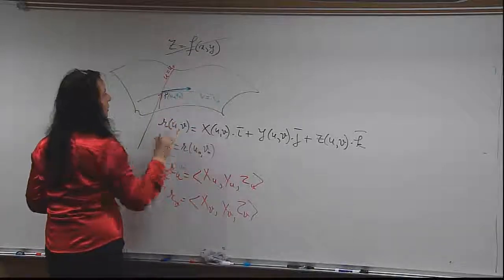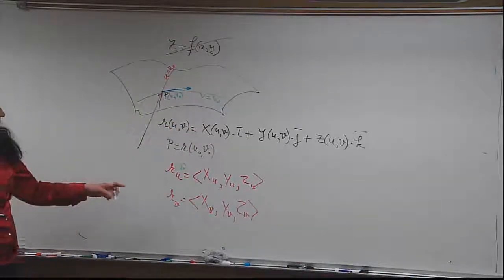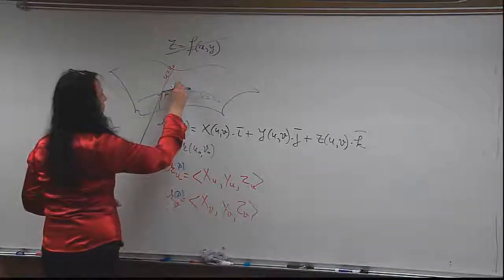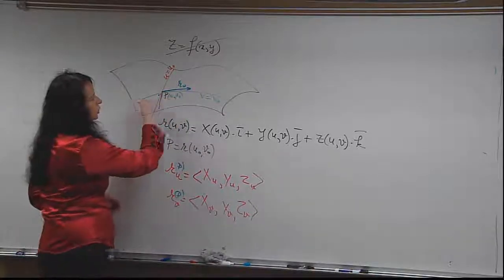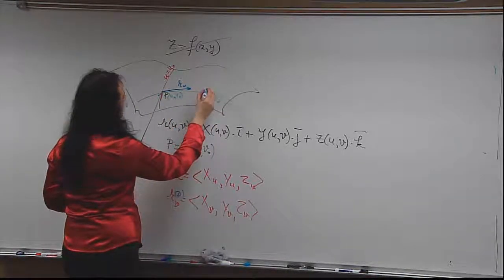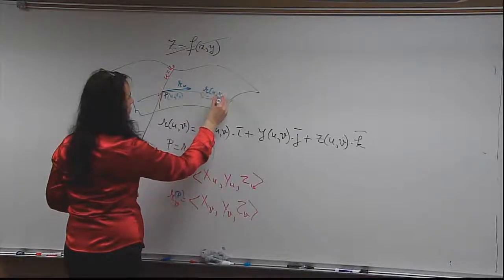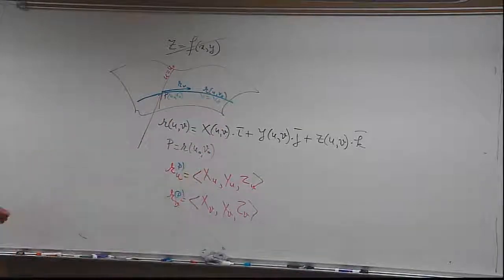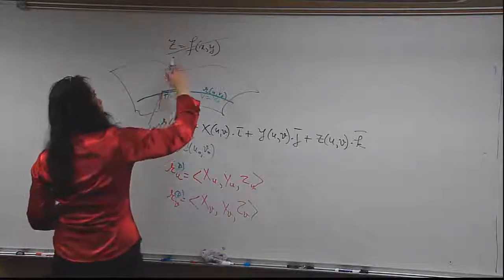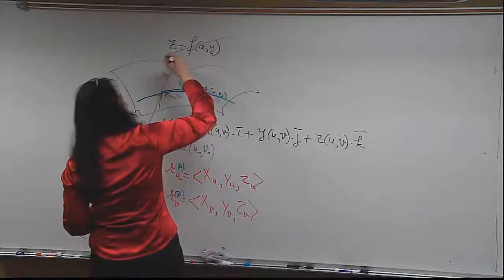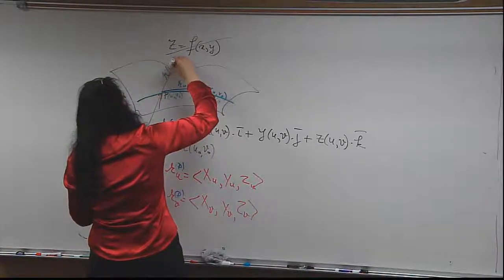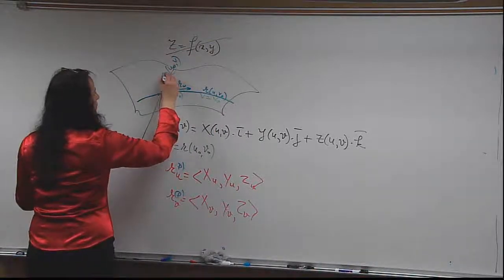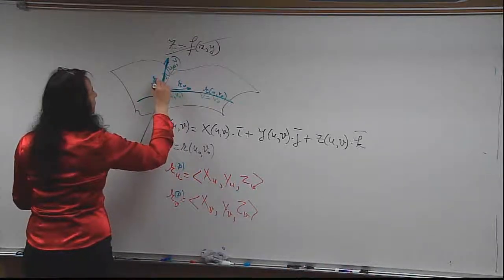This guy is going to be who of the two guys? R sub u. When we measure at the point P, R sub u is this guy who is tangent to the line R of u, v0. Does it look tangent? I hope it looks tangent. And this guy, R of u equals u0, means what? u0 and v. So who is free to move? v. So this guy is R sub v.